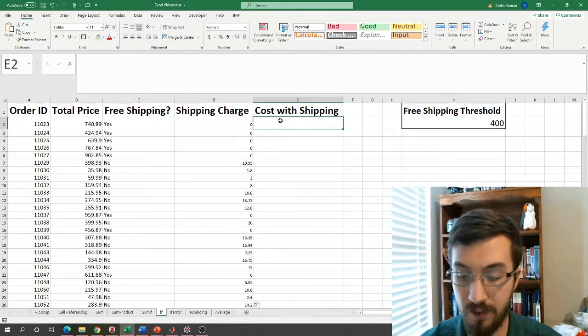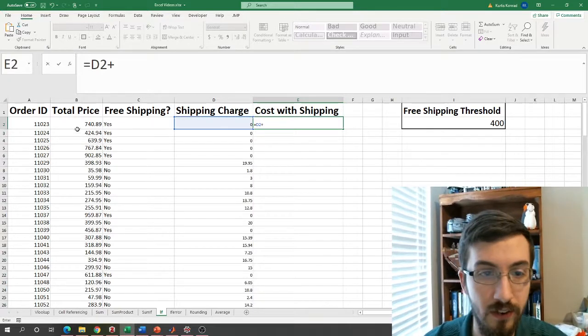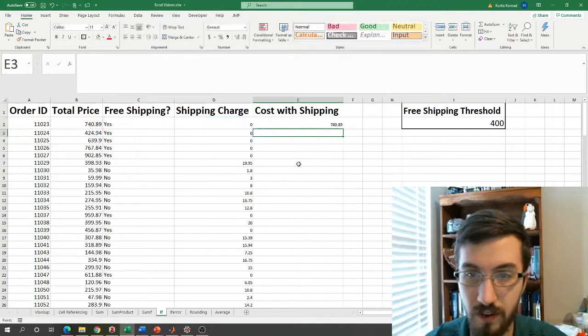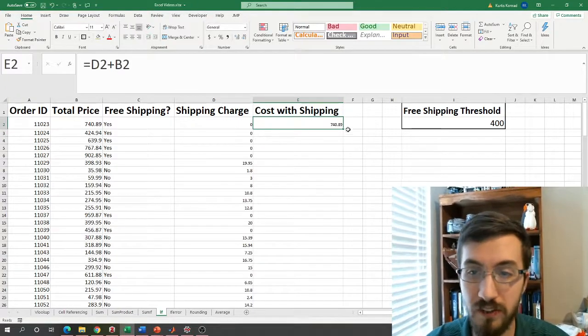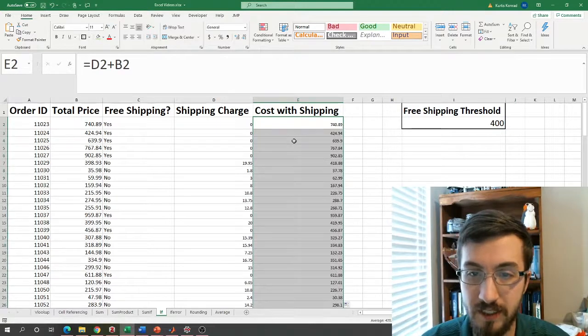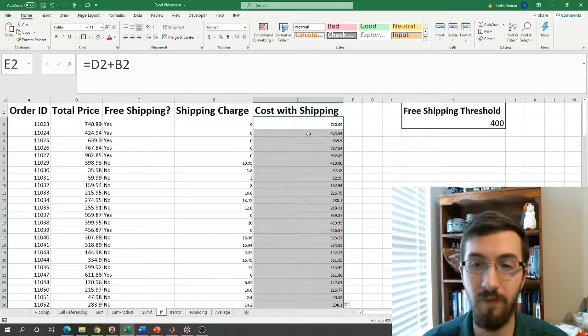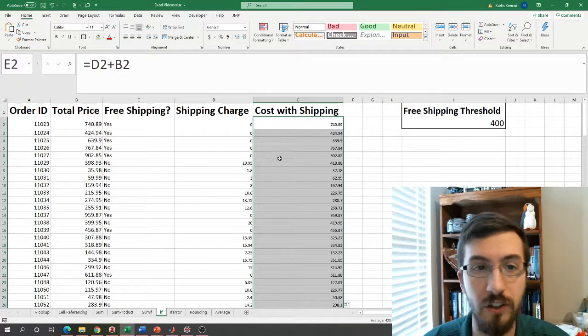So now what would be the total cost? Well, that would be their shipping charge plus their price. And you notice I didn't use the SUM formula, I just used plus. That's totally okay because we only have 2, easy enough. And we extend that down and we now see the total cost with shipping for each order.